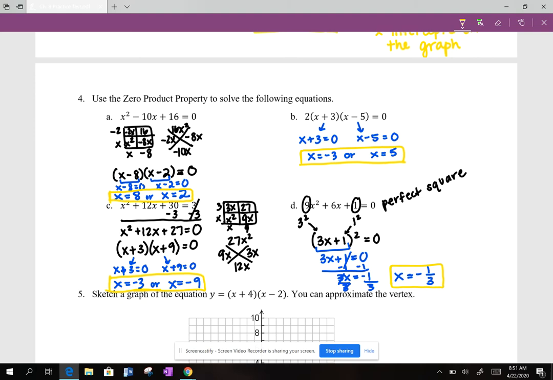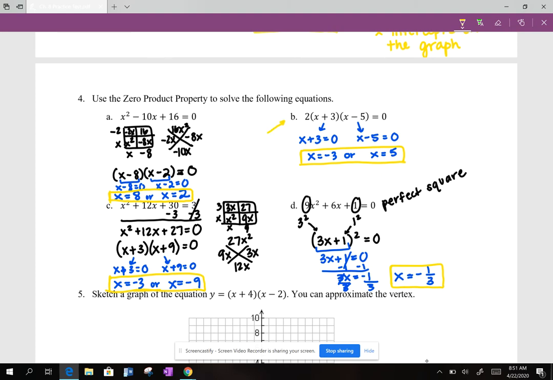Okay, really important tip here. For parts A, B, and C, notice that you have two solutions for x. How many x-intercepts will these graphs have? The answer is 2. Okay, for part A, your x-intercepts will be 8, 0 and 2, 0.